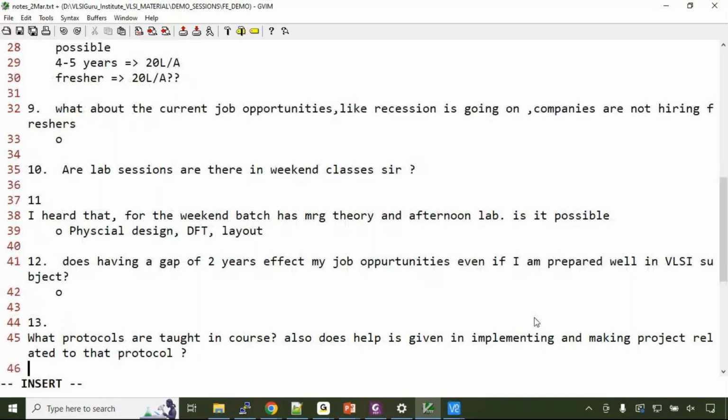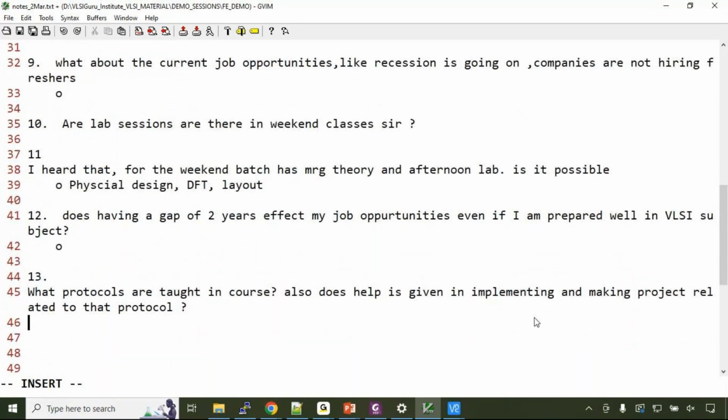What protocols are taught in the course? Is help given in implementing a project related to that protocol? Yes. What protocols are taught? APB, SPI, AXI, Ethernet. These are the protocols that will be covered. Every session will have a supporting lab session.